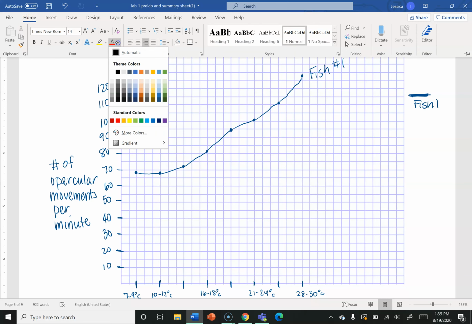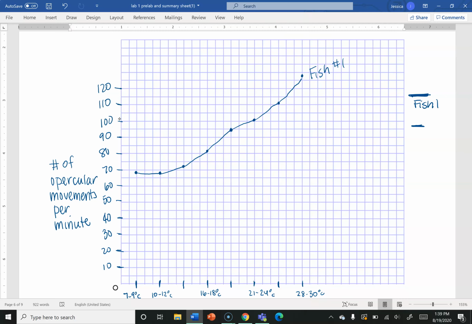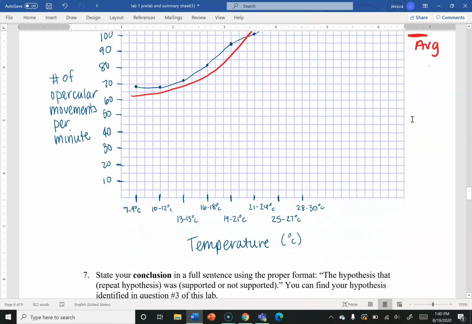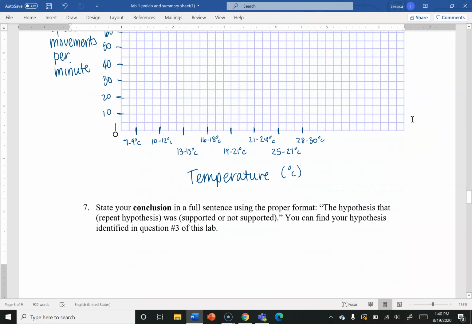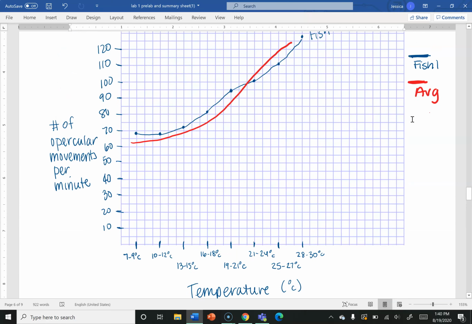let me change my color here. Oops, that's not the right color. And then we might have our average with red, and that average might be something like this. I don't know what it's going to be. I haven't graphed that. But you'll use that information to state your conclusion. Did you support or did you not support your hypothesis? And then you can continue on with your application questions.